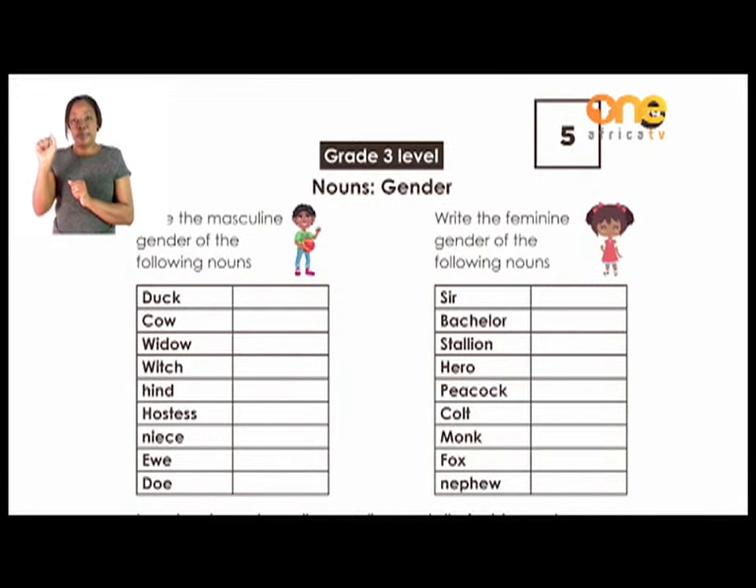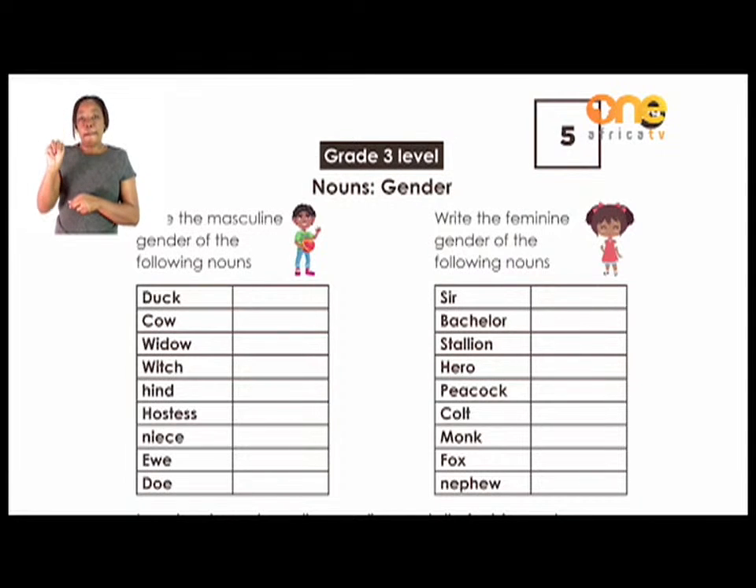Madam. Okay. Bachelor is a boy who is not married, or a man who is not married. What about a woman or a girl who is not married? We say she is a bachelorette. Bachelorette. Stallion refers to a horse, which is a male. It's a stallion. What about the female horse? We say it's a mare.